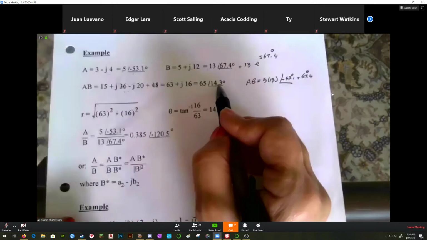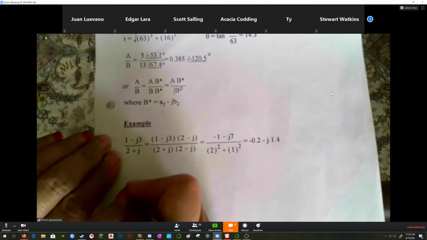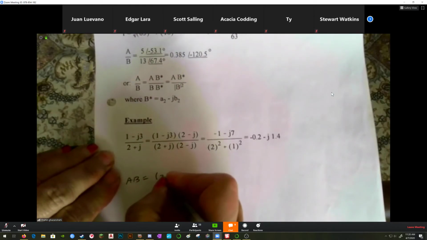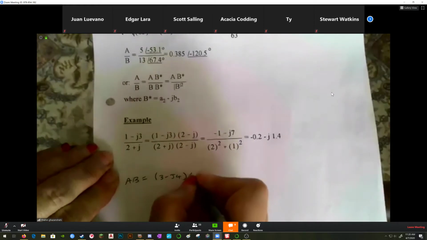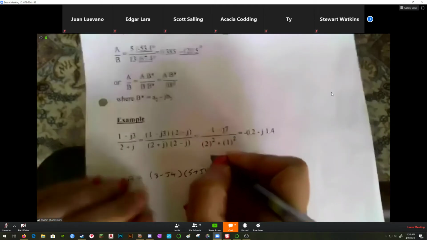Clear? But if I wanted to multiply in rectangular form, how would you go about it? Can I write it for you here? Because that one I just wrote the answer, but it is this. A times B, for those of you who have questions, is (3 minus j4) times (5 plus j12). You just multiply as regular.